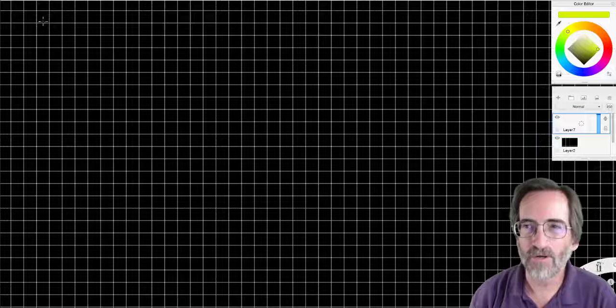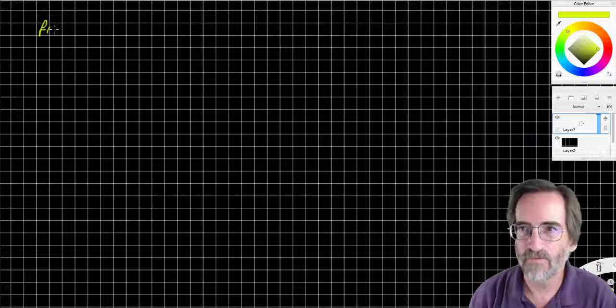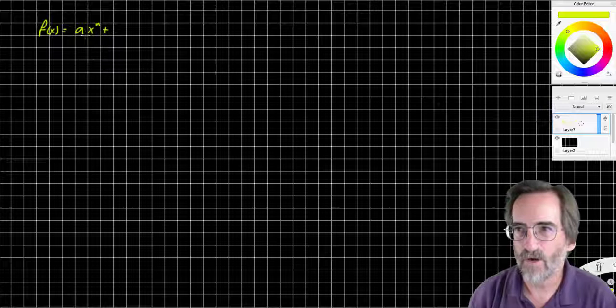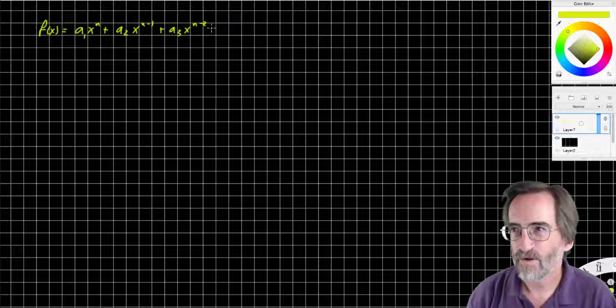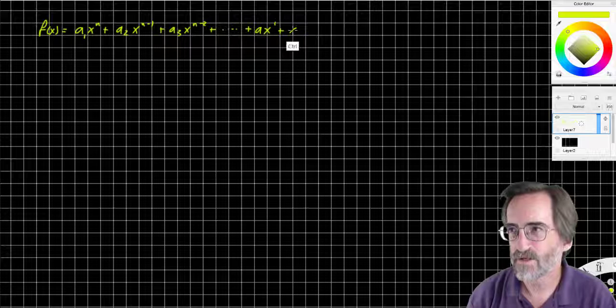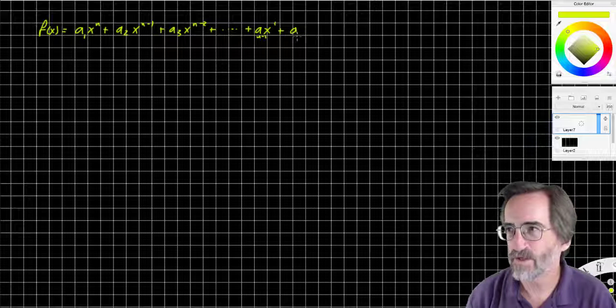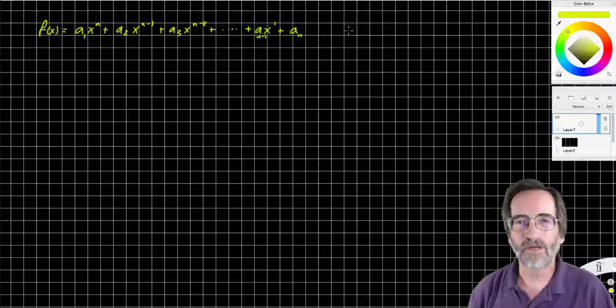Here's the definition. A polynomial function is any function of the form f of x equals a sub n x to the n, plus a sub n minus 1 x to the n minus 1, plus a sub n minus 2 x to the n minus 2, and so on, plus a1 x to the 1, plus a0 x to the 0. Okay? Let me explain what that means.